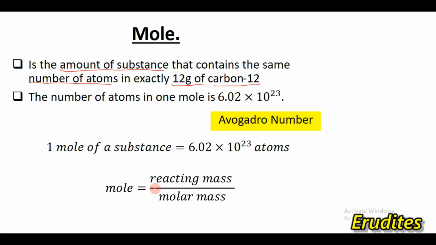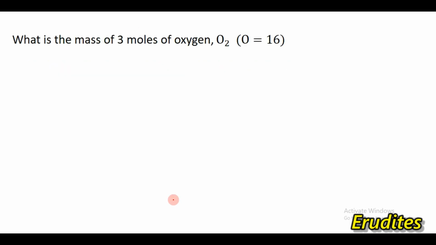From the formula, we have that mole is equal to reacting mass over molar mass. Let's look at an example here. What is the mass of 3 moles of oxygen, O2, given that the relative atomic mass of oxygen is 16?